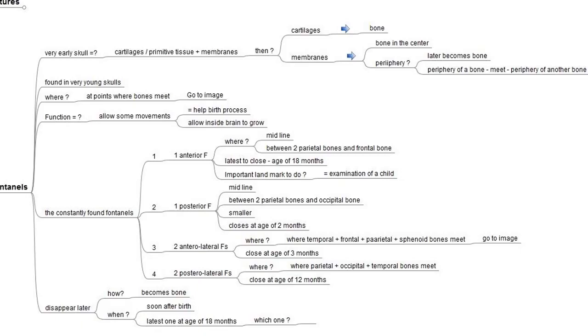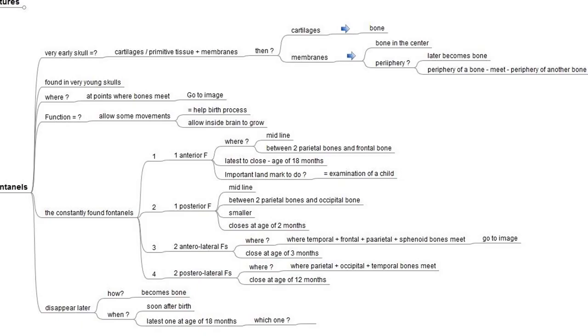Where is the anterior fontanelle? It is in the midline between two parietal bones and the frontal bone. This anterior fontanelle is the latest to fuse or close at the age of 18 months. It is an important landmark to do what? For the sake of examination of a child.